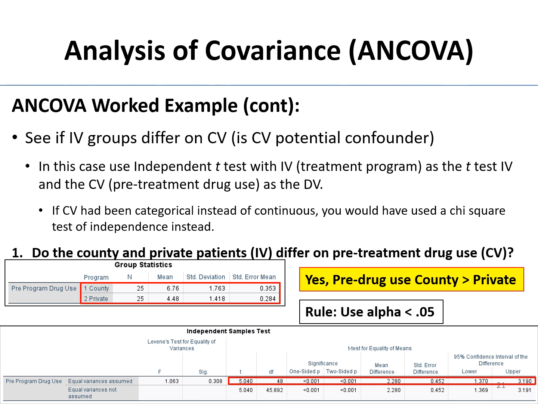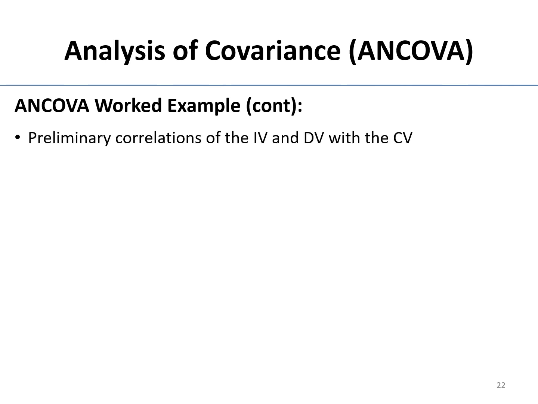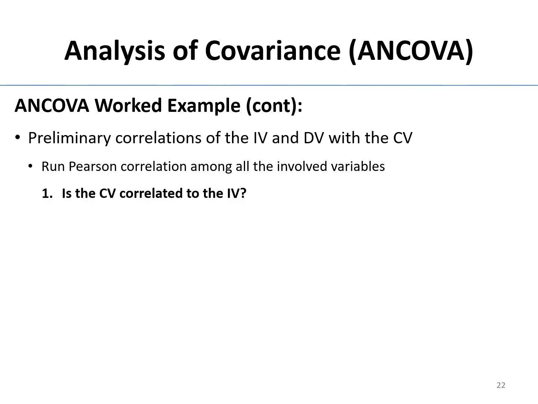Is baseline drug use related to subsequent drug use? That's the next thing we need to test. So to test if indeed baseline drug use is related to the DV, that is subsequent drug use, we're going to do a bunch of correlations. So we're going to correlate the independent variable, dependent variable, and covariate. We're basically just going to throw everything into correlations at one time. This answers the first question, which is what we just answered. Is the covariate related to the IV?